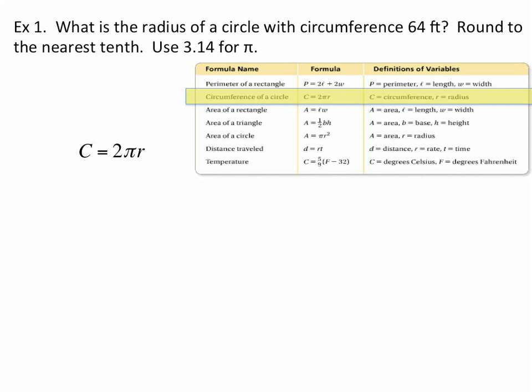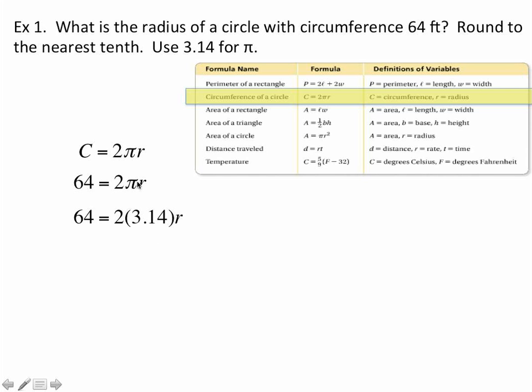C equals 2 pi r. Pi is just a number. Okay, and they're telling me what number to use, 3.14. You do have a pi button on your calculator, which you could also use. Okay, so let's plug in what we got. I'm looking for the radius, so that's still going to stay as an r. Circumference is 64, so the c is going to become a 64. The pi is going to become a 3.14, and again, I'm looking for r, so it's going to stay an r. So if I just plug in what I know, 64 was the circumference.